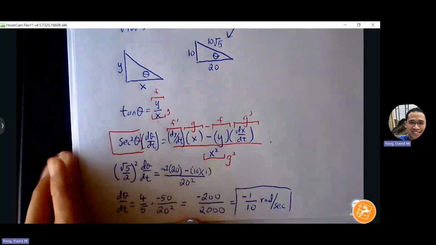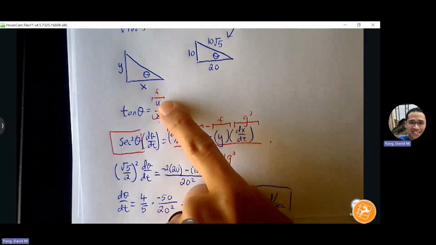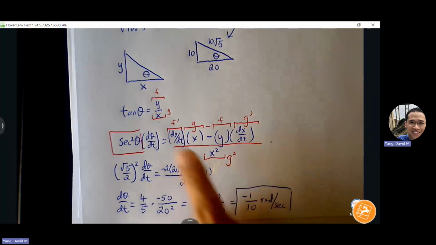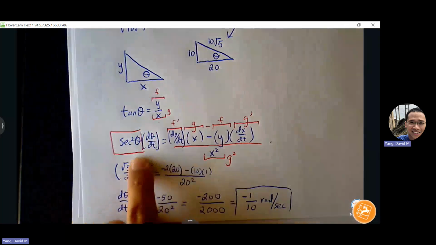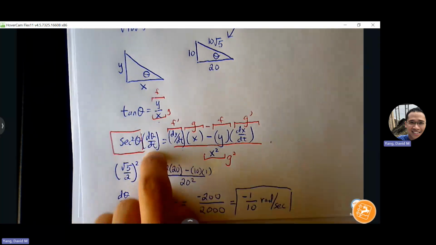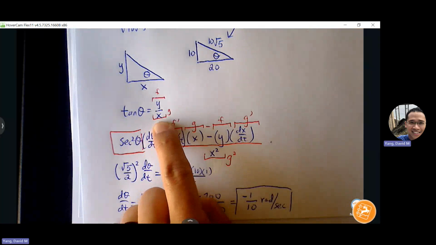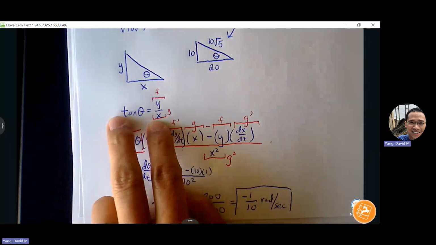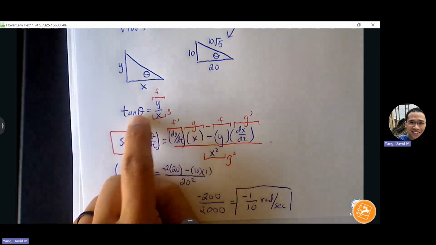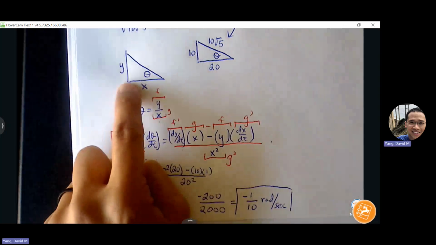So if we just put tangent theta equals 10/20, then we lose the ability to find d theta dt because the derivative will be 0. So it's not a true relationship if we don't include the y and the x. We have to include the y and x because these values are changing.